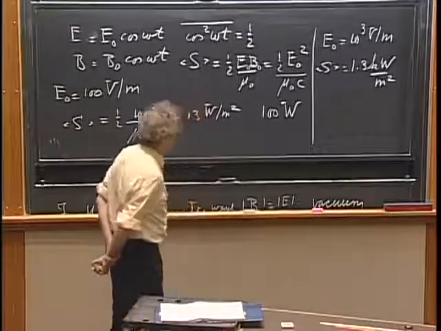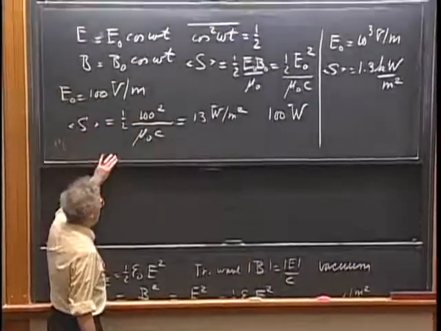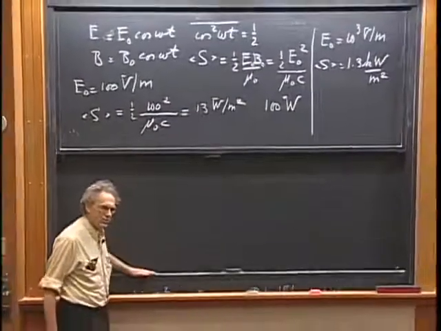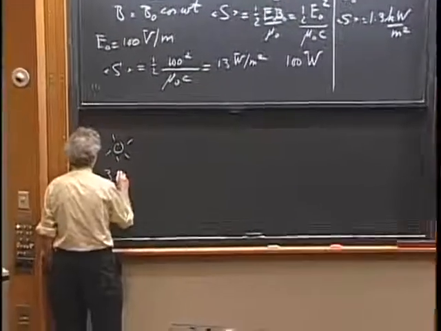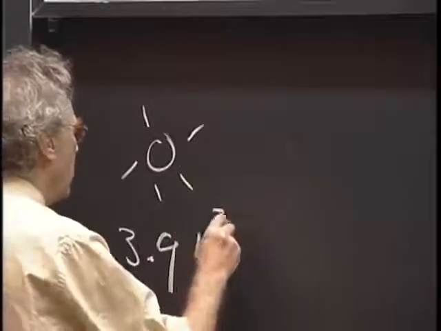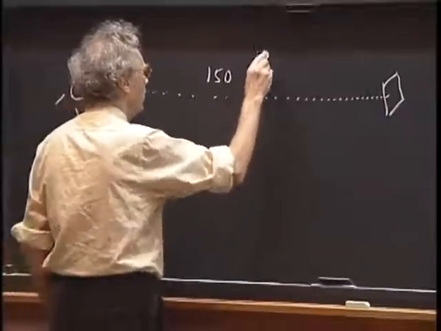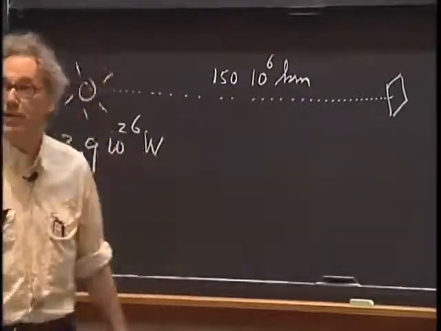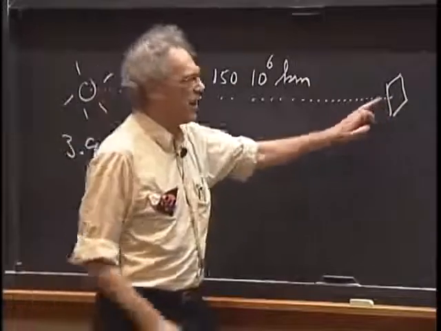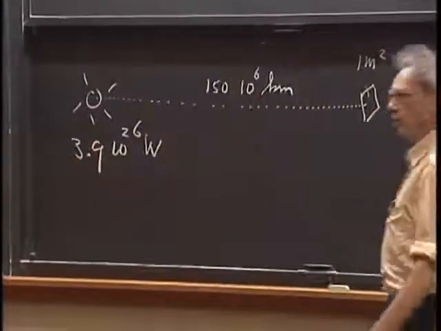Now, why do I mention that? And why do I focus on that 1.3 kilowatts per square meter? Because that is exactly what the sun does. Here is the sun, and the sun is a rather powerful light bulb, about 3.9 times 10 to the 26 watts. And this is where you are on Earth. And the distance to Earth is 150 million kilometers. So I can calculate now how many joules per second go through 1 square meter here, and this 1 square meter is held perpendicular to the direction to the sun.